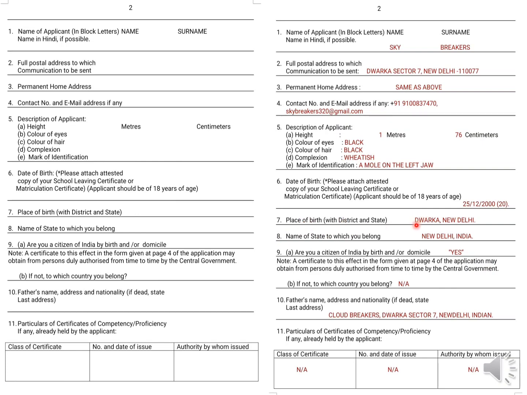Place of birth and name of the state you belong to: normally your state you need to write here. And are you a citizen of India by birth? Normally you write yes here. If not, which country you belong to, that is not applicable, I have given here. The father's name, address and nationality: you need to write your father's name as well as address. The nationality is Indian, I have given here. And these are not required, so you need to write not applicable.